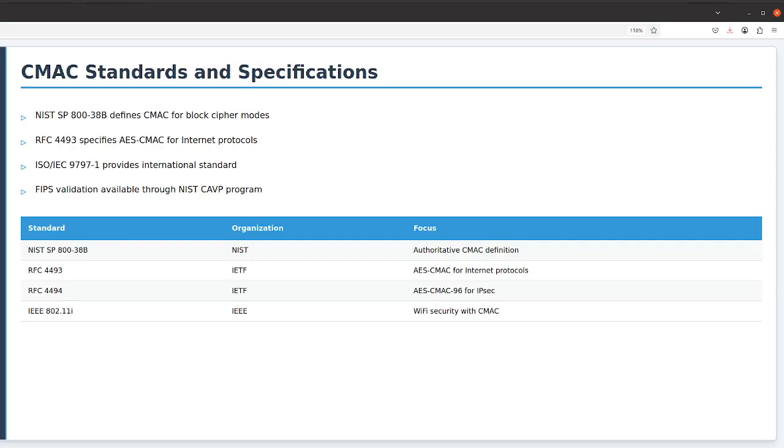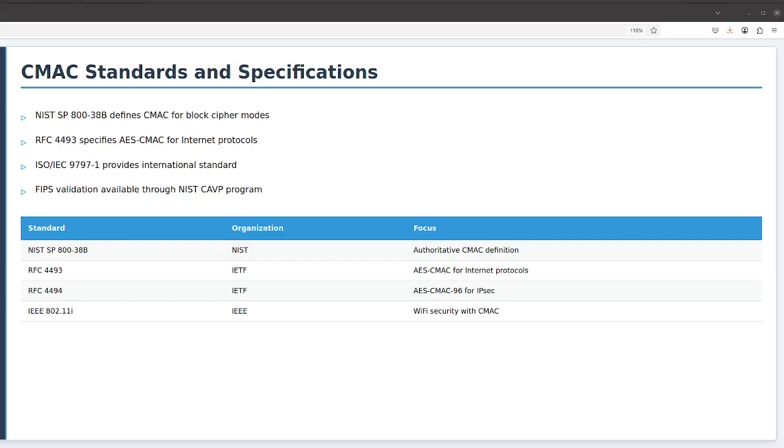The primary specification for CMAC is NIST Special Publication 800-38B, titled Recommendation for Block Cipher Modes of Operation: the CMAC Mode for Authentication. This document, published by the National Institute of Standards and Technology, provides the authoritative definition of CMAC, including the algorithm description, security considerations, and conformance requirements.